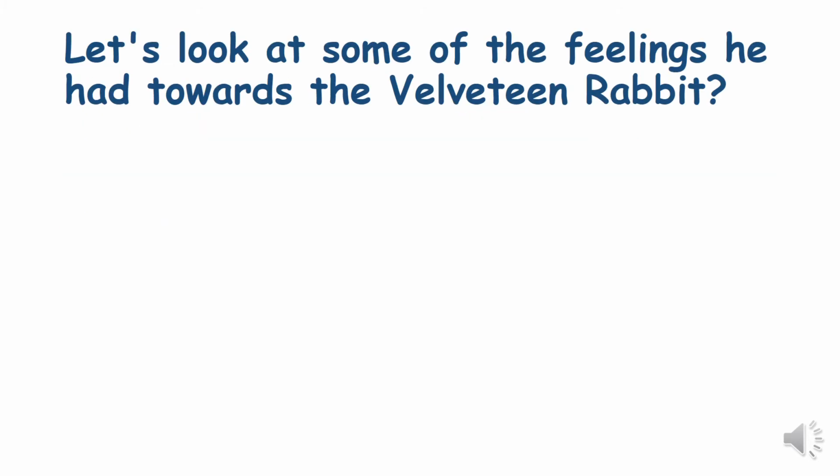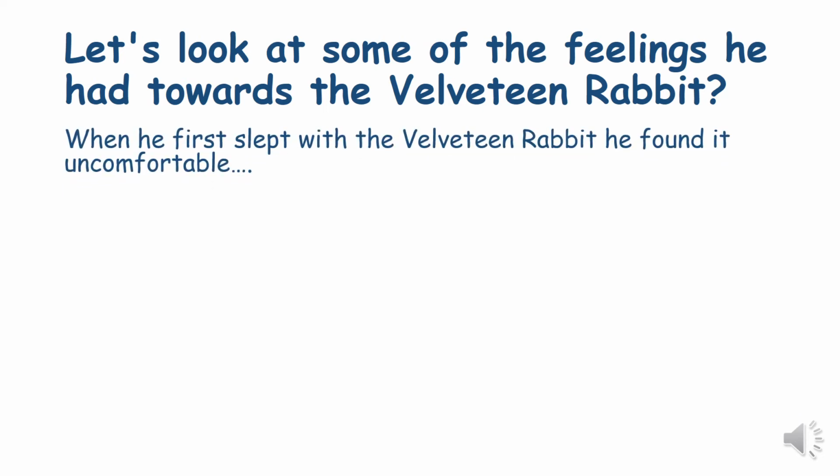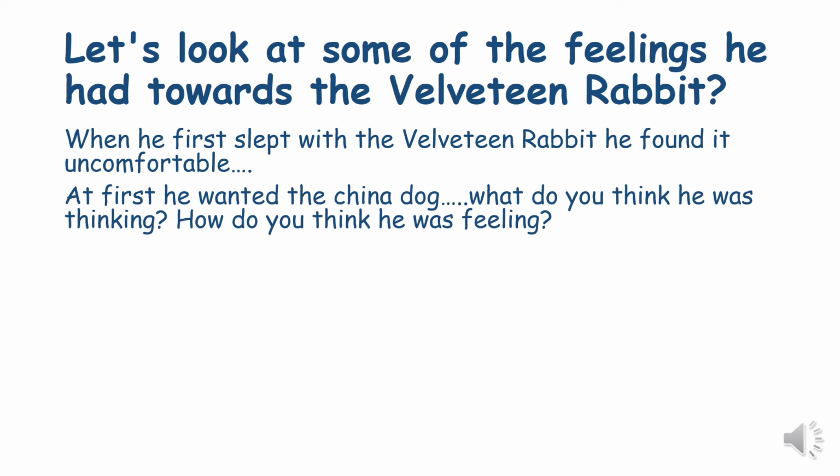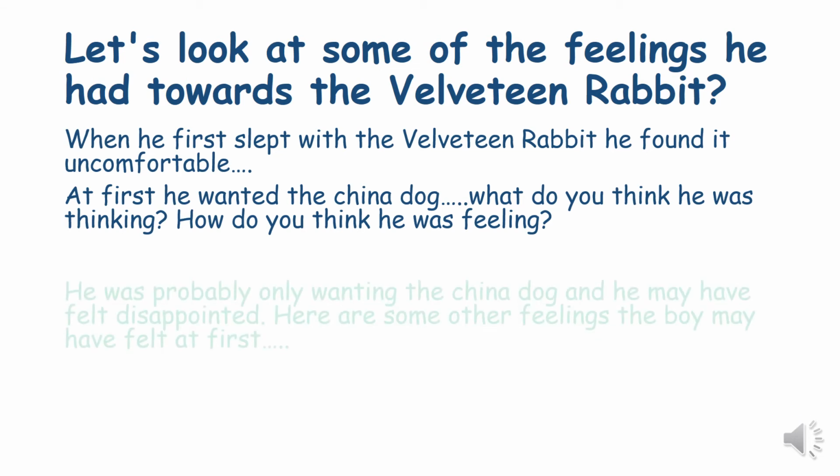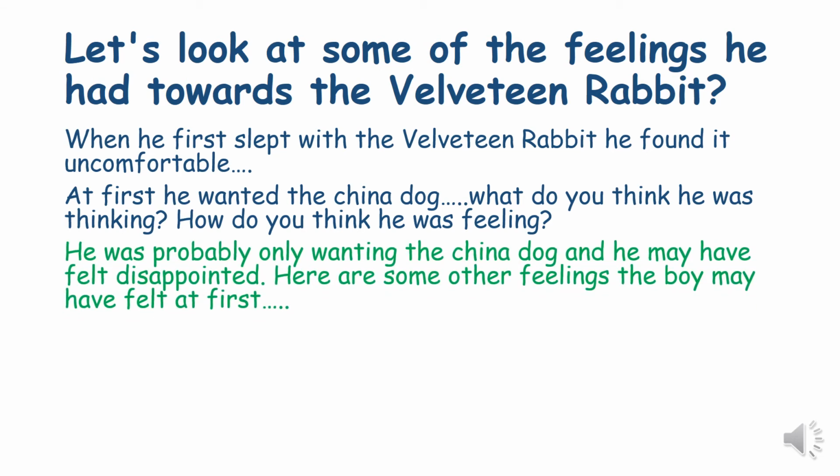Let's look at some of the feelings he had towards the Velveteen Rabbit. So we learn when he first slept with the Velveteen Rabbit, he found it uncomfortable. And at first he really wanted the china dog. So what do you think he was thinking at that point? And how did that make him feel? He probably only wanted the china dog, and he may have felt disappointed. Here are some other feelings the boy may have felt at first. He may have felt very frustrated that he couldn't have the china dog. He might have felt distressed and upset.